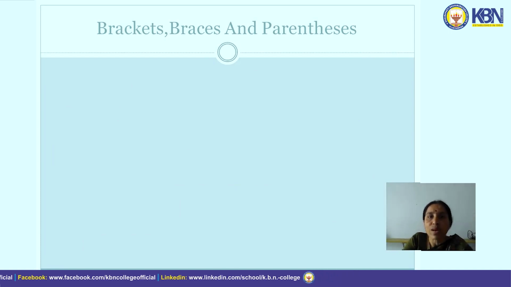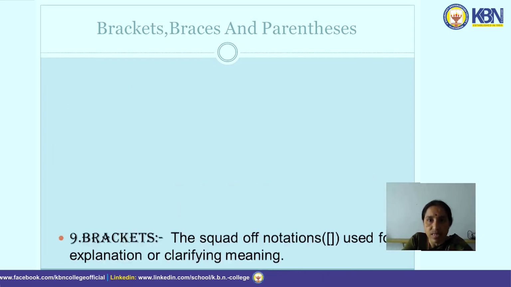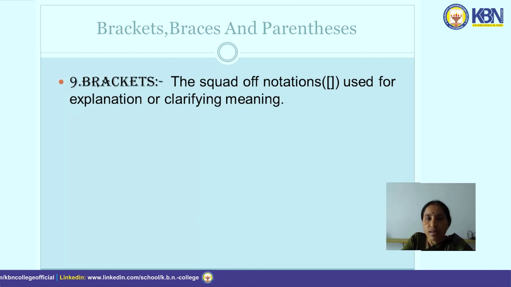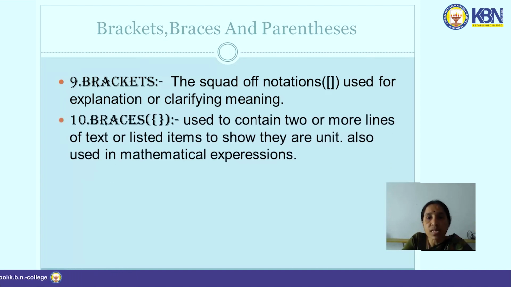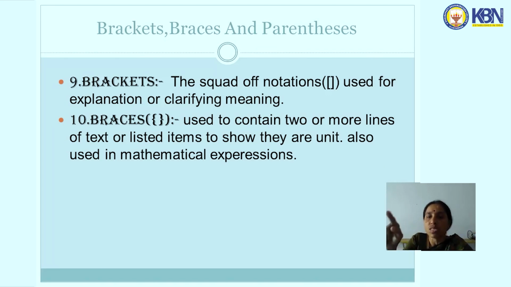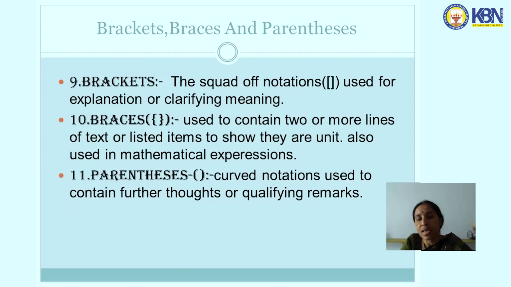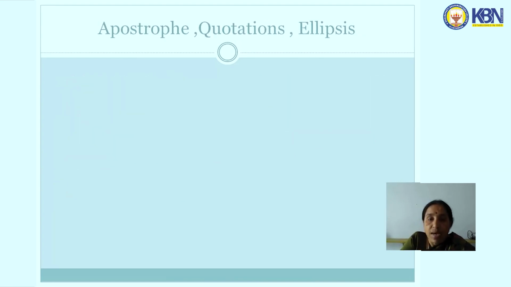Then you use brackets, braces and parentheses. Squared-off notations are used for explanation or clarifying meaning. For example, braces are used to contain two or more lines of text, such as when you are using mathematical expressions. And then you have the parentheses, or curved notations, which are like qualifying remarks. You say, the man (who is standing in the corridor). Who is standing in the corridor is put in brackets.